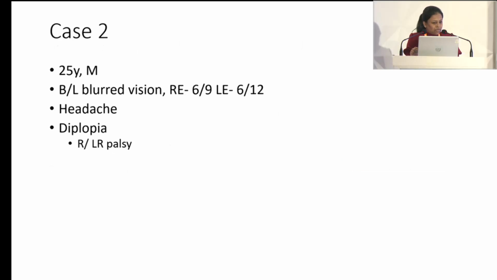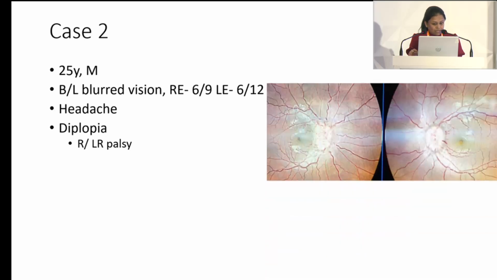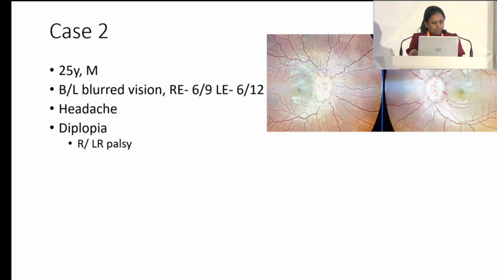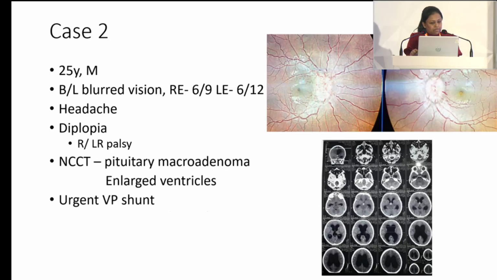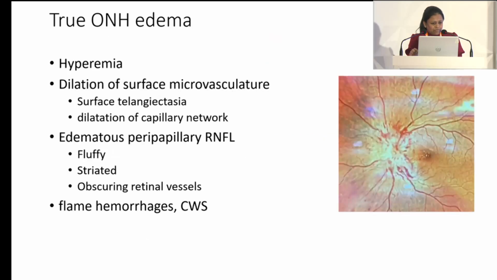Case 2, a 25-year-old male presented with blurred vision, right eye visual acuity 6/9, left eye 6/12, and he gave a history of headache and double vision. And the fundi showed elevated discs with flame-shaped hemorrhages and dilated tortuous vessels surrounding them, and this was a case of papilledema due to a pituitary macroadenoma.